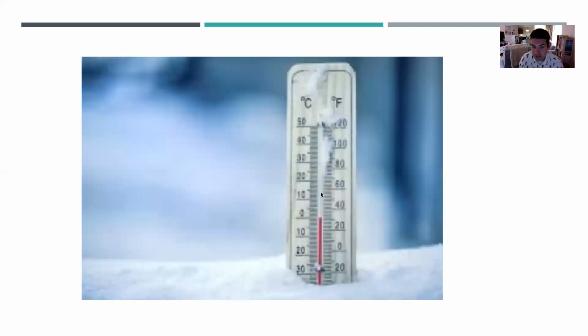All right, so again, our temperature is going to be the change in temperature. So you need 2 measurements.